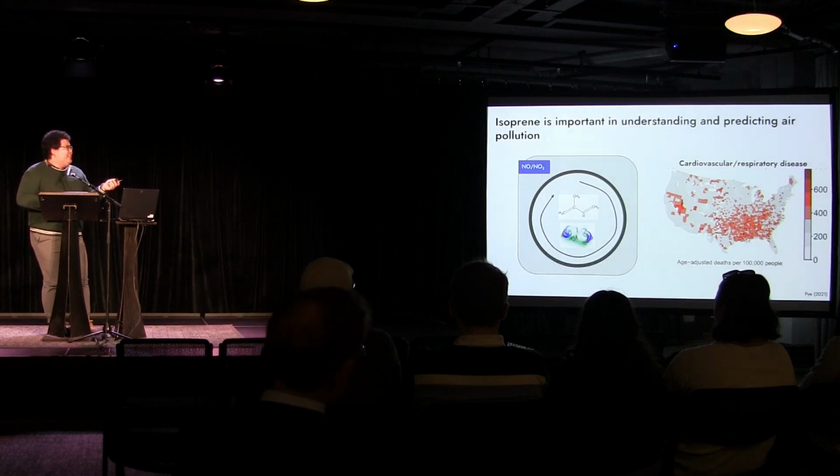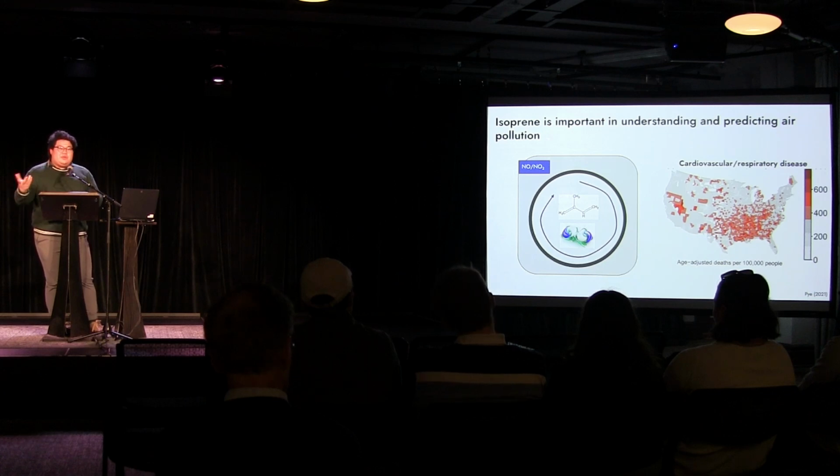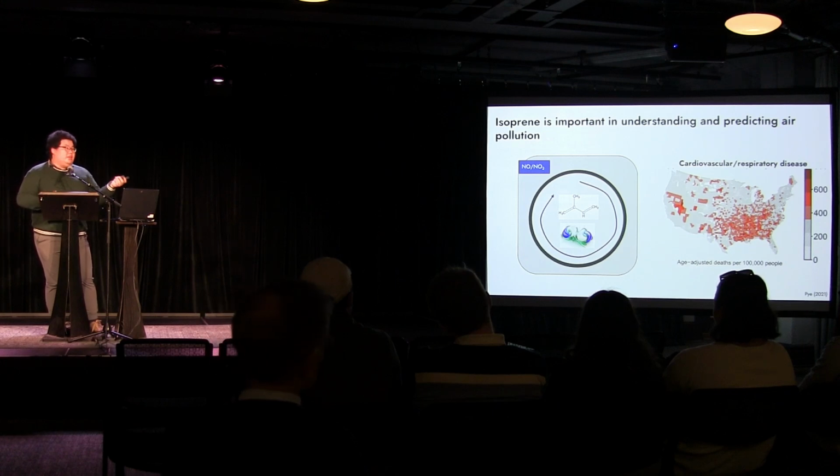And so what we know from this section is that isoprene is clearly very important in understanding and predicting air pollution. We have this mechanism right here with the washing machine that can turn isoprene into ozone and small particles, right, that lovely pollution, and that pollution can cause human health effects on a country scale.